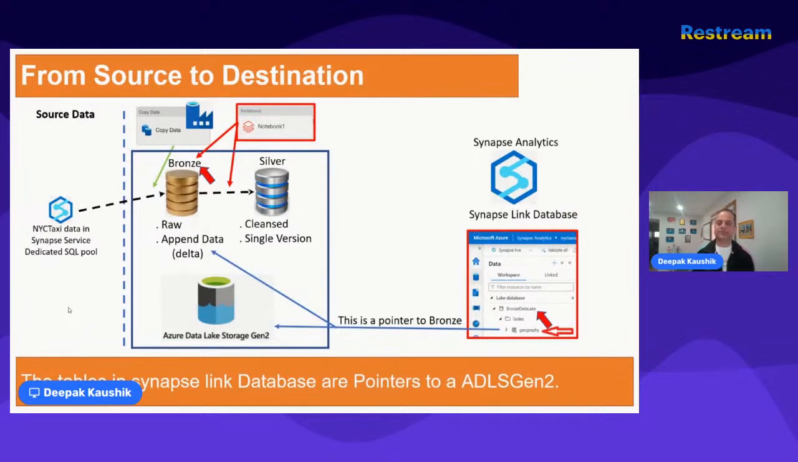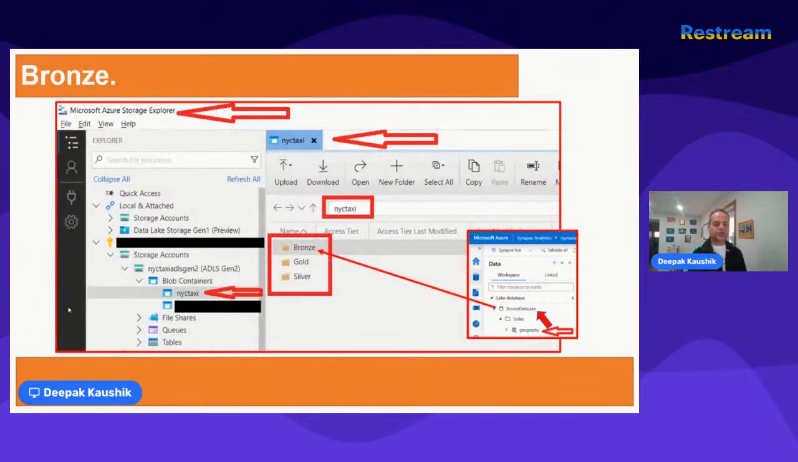Let me put some context over here for this demo. So New York taxi data in Synapse is available. We have data available in the raw zone and then silver, and we will progress that. And that is on ADLS Gen 2. ADLS Gen 2 is Azure Data Lake Generation 2. And that's what we are going to do over there.